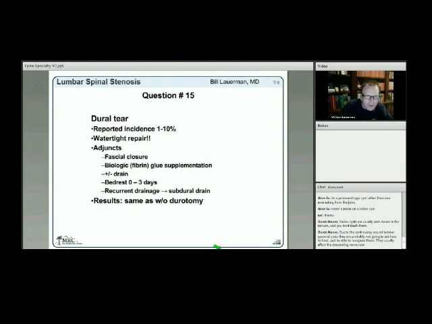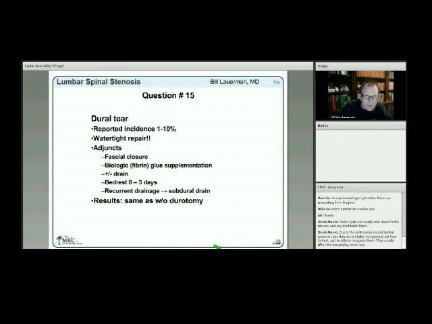Bed rest is recommended anywhere from no bed rest from some authors to as much as 3 days, but not beyond that. If you have recurrent CSF leakage after a dural tear that either you didn't recognize or you repaired and it leaked anyway, the placement of a subdural drain for 5 days is an accepted and appropriate first step in management of recurrent drainage after CSF leak.